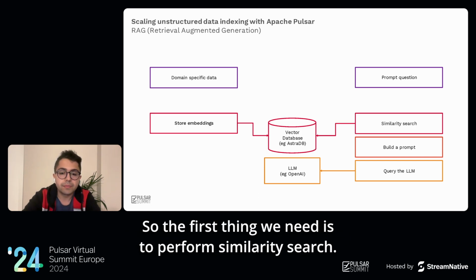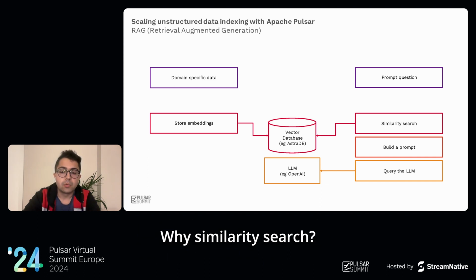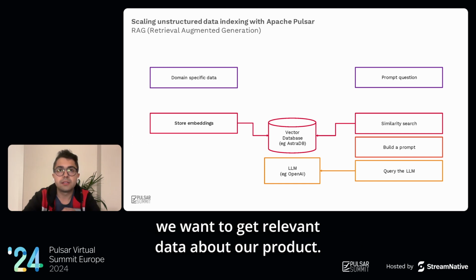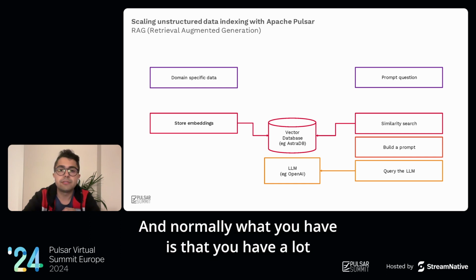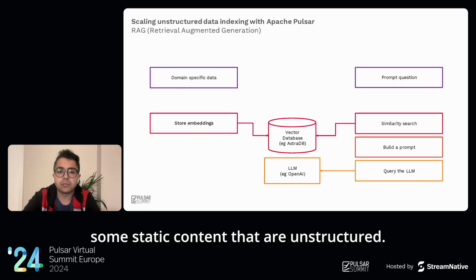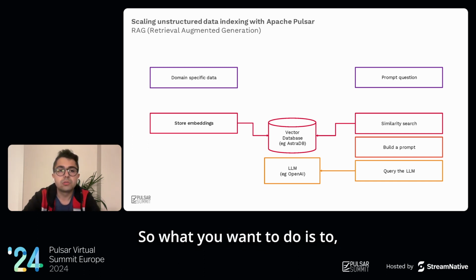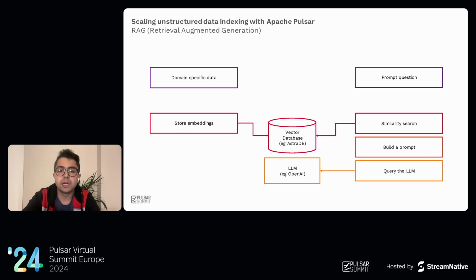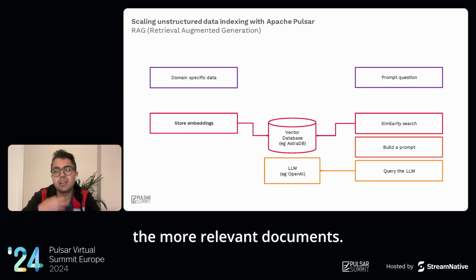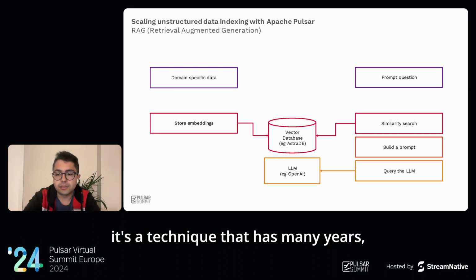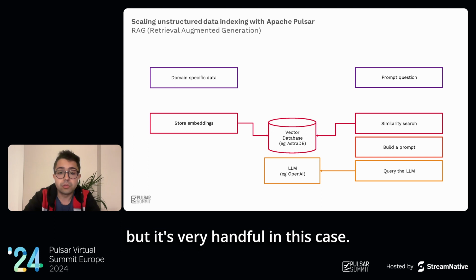So the first thing we need is to perform similarity search. Why similarity search? Well, because given a user question, we want to get relevant data about our product. And normally what you have is that you have a lot of, let's say, web pages or PDFs, some static content that are unstructured. So what you want to do is you want to chunk and split all the text into smaller parts, and based on the user question get the more relevant documents. And similarity search is not new, it is a technique that has many years, but it's very helpful in this case.